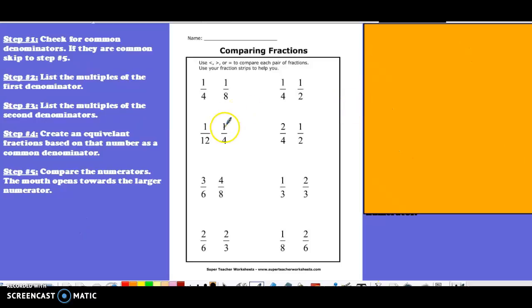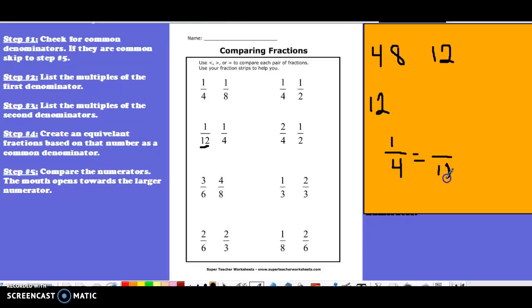Let's take a look at one more example on this page. The one directly below is 1/12 and 1/4. I again have to notice that 12 is not a common denominator with 4. So the first thing I must do is list the multiples of the first denominator, which would be 4. And I can do that by using my multiple songs, 4, 8, 12. And I can stop there because my second denominator's first multiple is 12, which means in my fraction 1/4, I need to come up with a common denominator, which is 12.